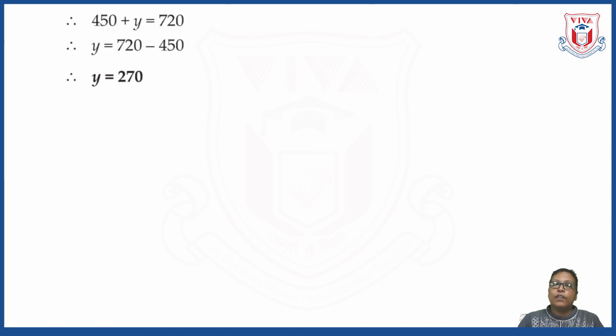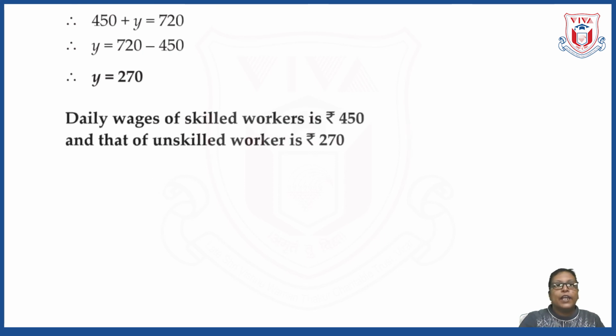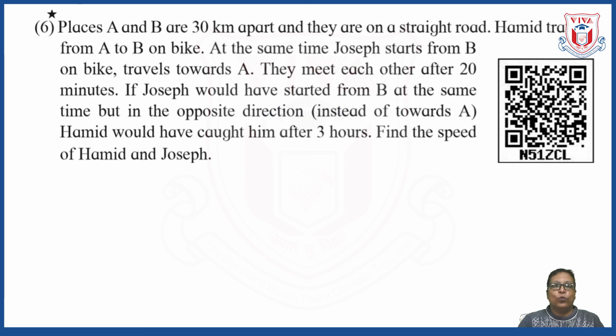In this way, we got the values of x and y and then write down the final answer as a statement or in words. Therefore, the daily wages of skilled workers is rupees 450 and that of unskilled workers is rupees 270. Okay, so this way you have to solve the question. These word problems will appear for 3 or 4 marks. In these questions, framing the equations is the most important part because solving, all of you know.